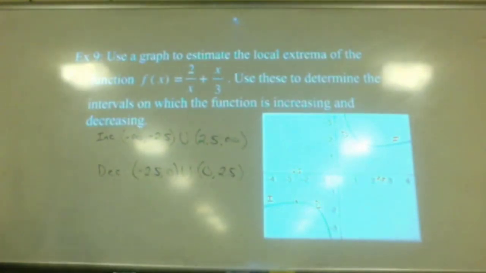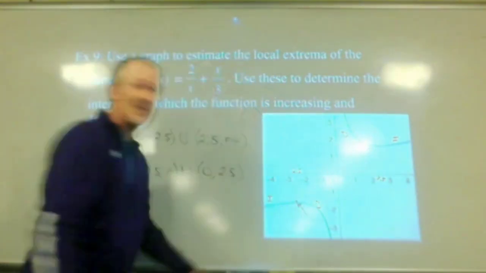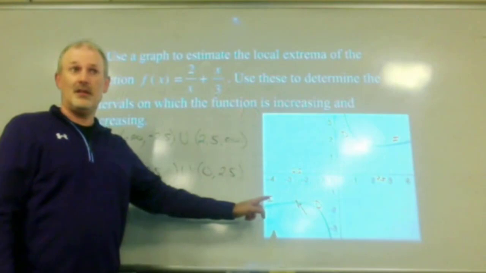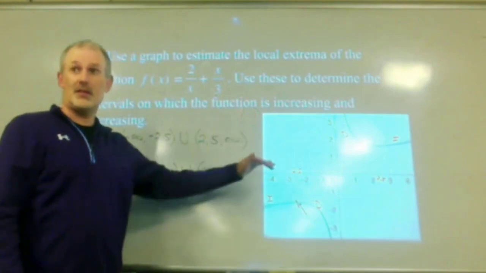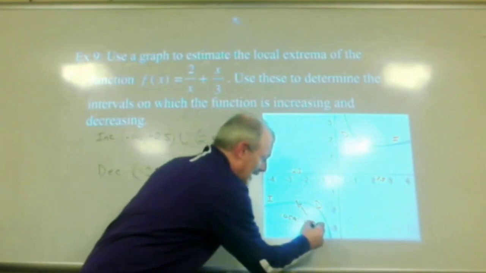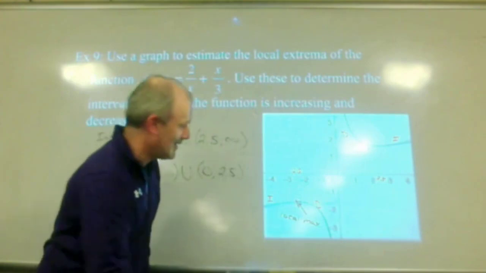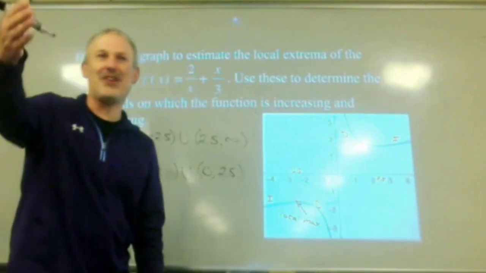Oh, and we're also supposed to use the graph to estimate the local extrema. So what would we say that this is? It's a local maximum. And again, we have to estimate what the actual value of that is. I don't know, that's a curvy line. What do you think on your pictures? You guys tell me.